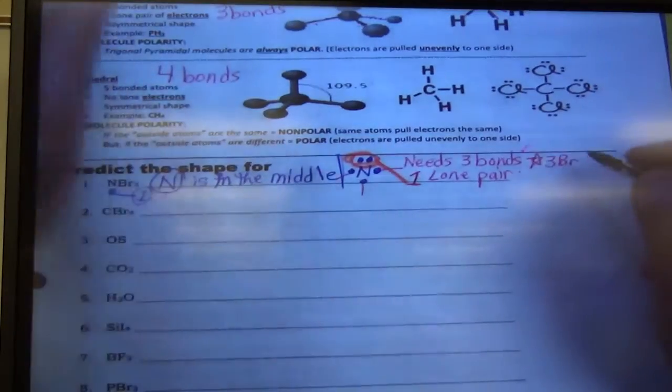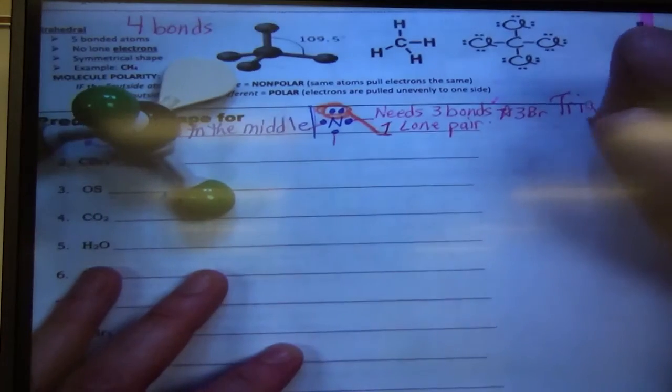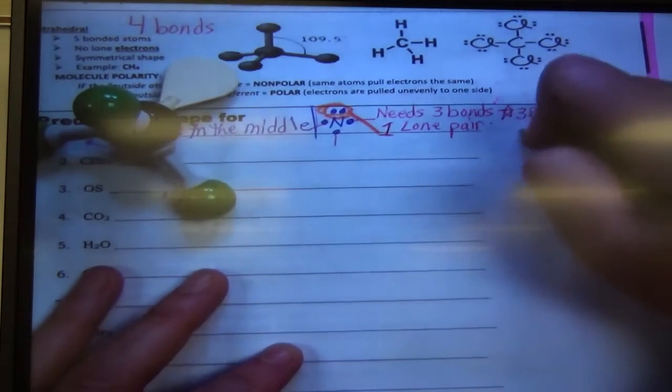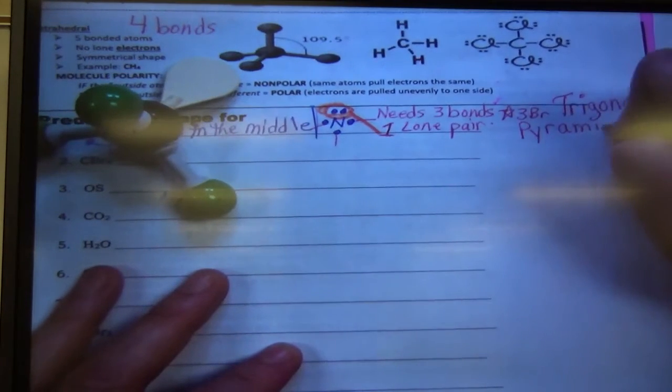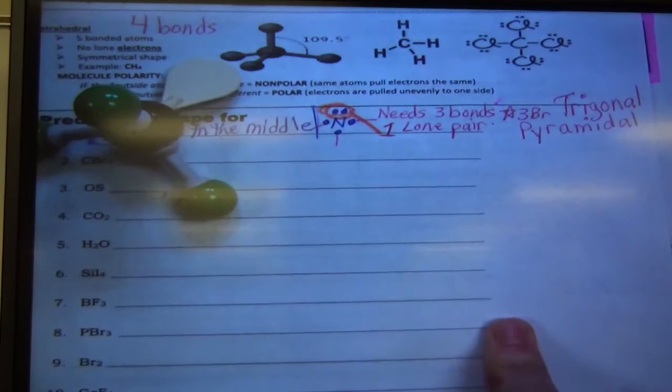So this one, what name was this one? Trigonal pyramidal. Okay, trigonal. Trigonal. And then pyramidal. There's a gentleman on the internet teaching the shapes. I like his video a lot. He happens to call it trigonal. Who cares? Trigonal, triangular, it's all the same. Okay?